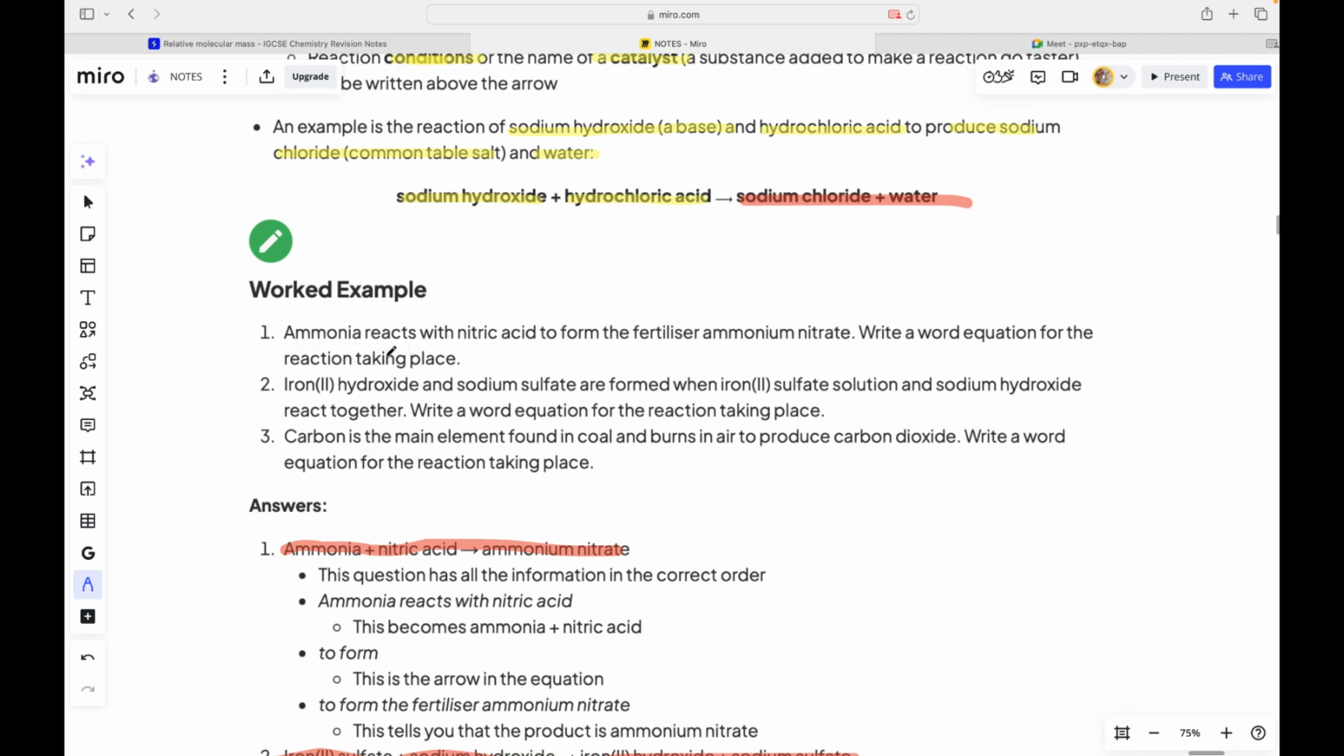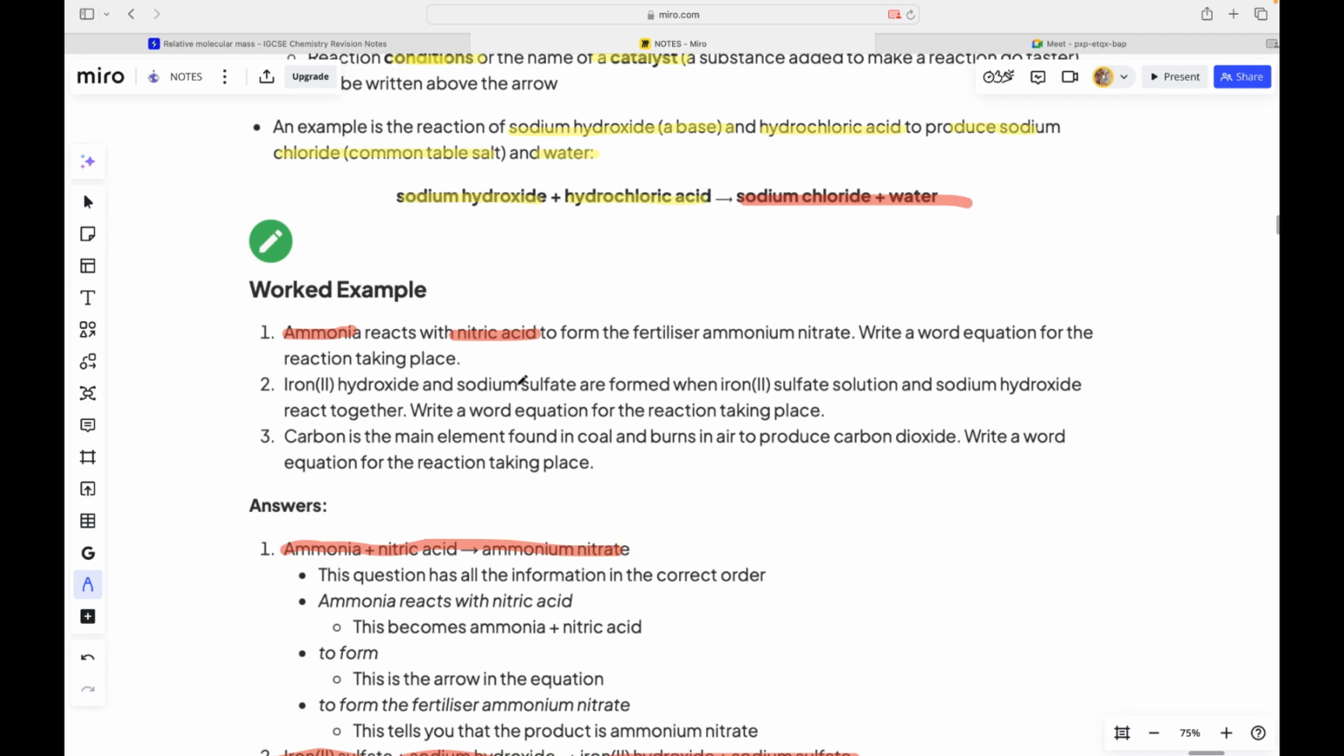Now let's take a look at more examples. For example, ammonia can react with what? Nitric acid. So if we take ammonia to react with nitric acid, we're going to get ammonium nitrate, which is a fertilizer. Ammonium nitrate is a fertilizer. So ammonia reacts with nitric acid to form ammonium nitrate. Okay, now let's take a look at another one.